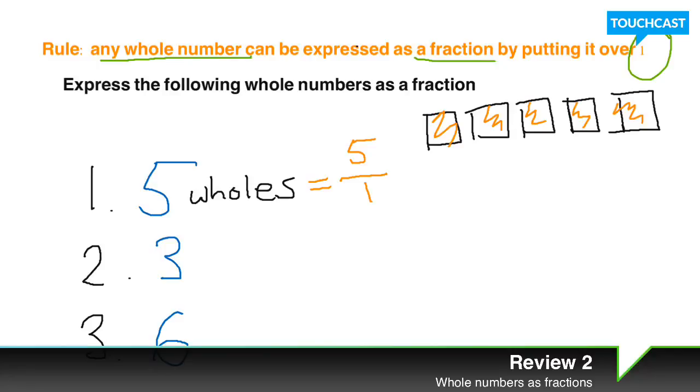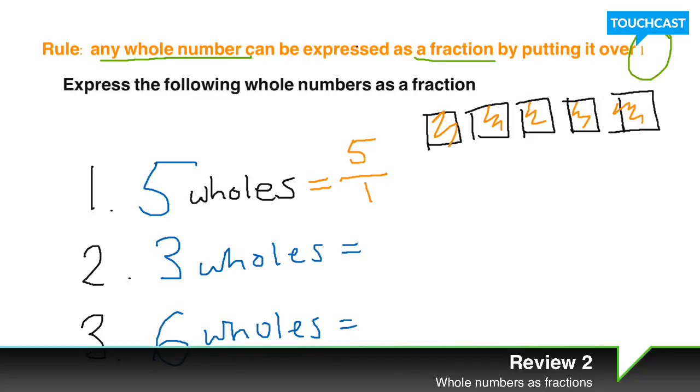Go ahead and take a look and do number 2 and 3. So 3 wholes is equivalent to what fraction? Pause the video and do that. And 6 wholes is equivalent to what fraction?